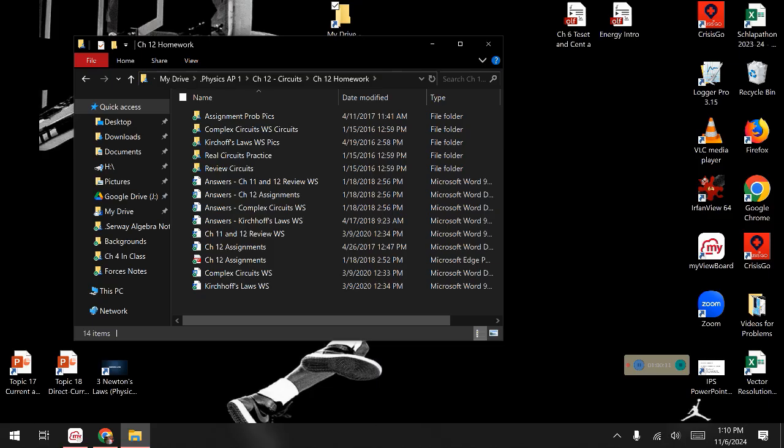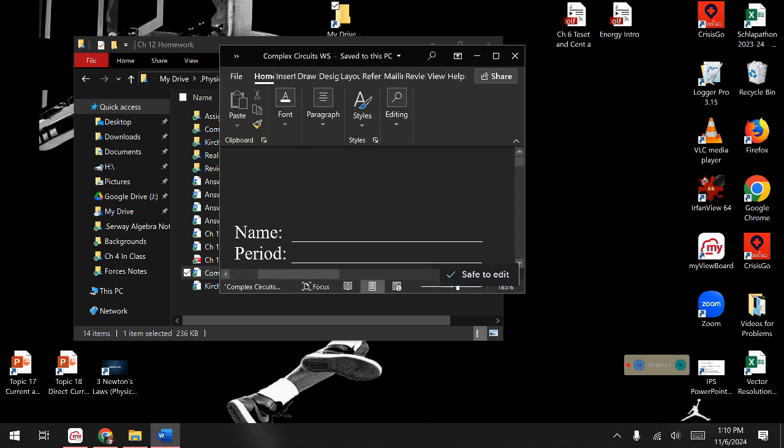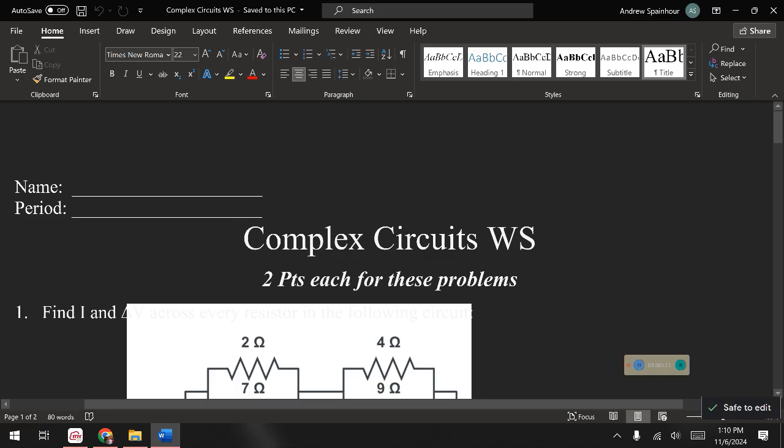Where's it at? Complex circuits. Yeah, I used to give it to AP1. Did you teach circuits in AP1? Yes, for a long time. It used to be on the test too, but they've changed things over the years.